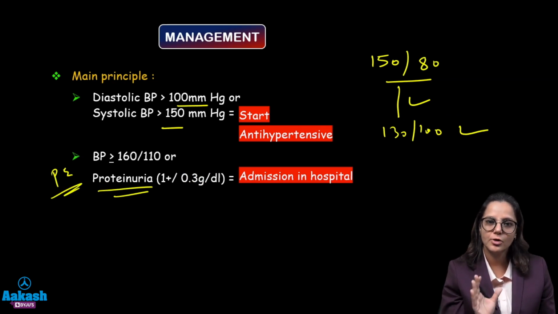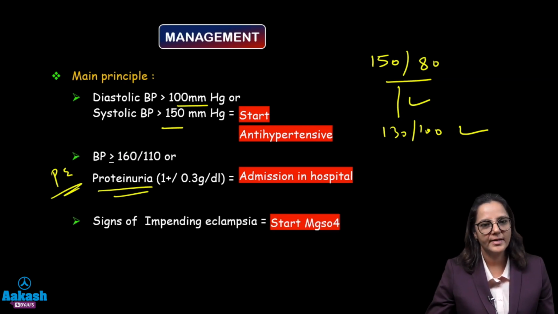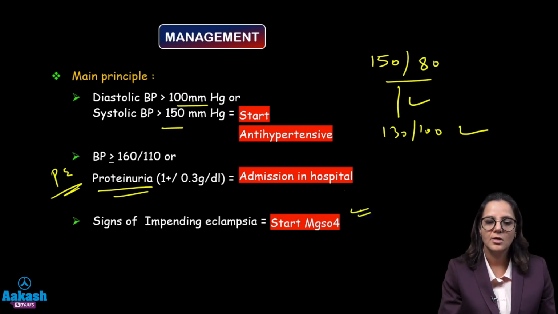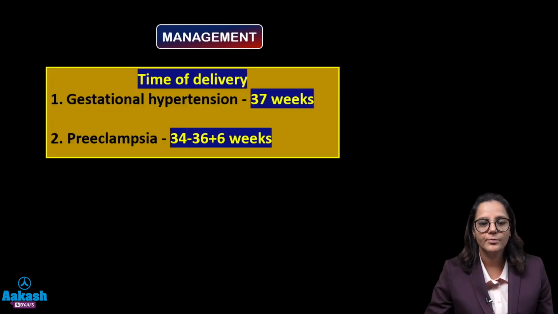Now, whichever gestation you are going to admit them, because we need to carry out certain investigations. And in all signs of impending eclampsia, you are going to start magnesium sulfate. So basically, this is the crux of management of hypertension in pregnancy. Another important point, time of delivery.